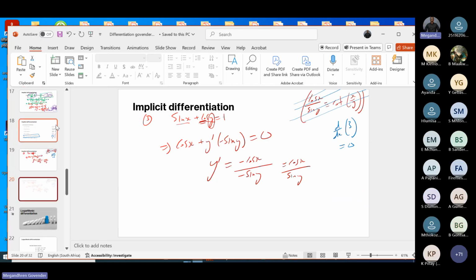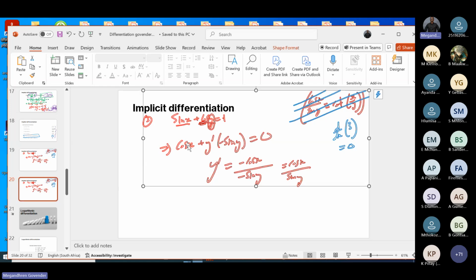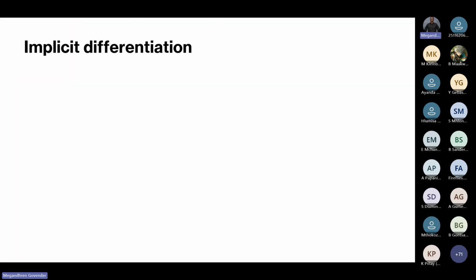Right, so we got implicit differentiation covered, which is very nice. It's a nice section, but you know it requires a bit of work. So this was question number 5. And it goes like x squared plus y squared minus 2x.